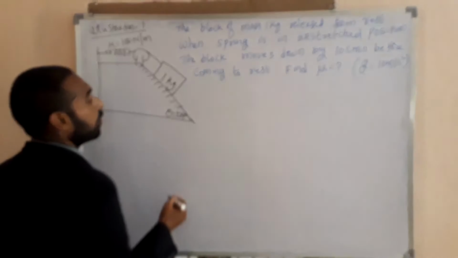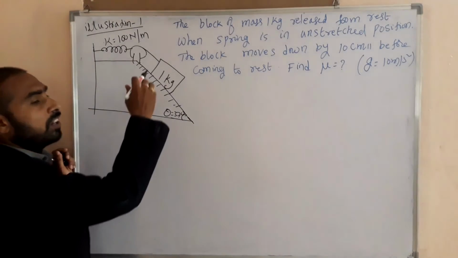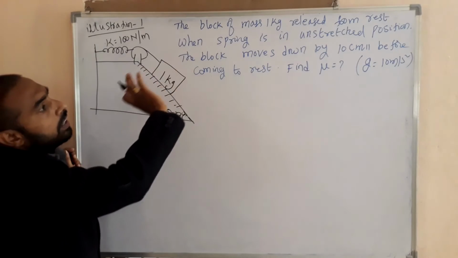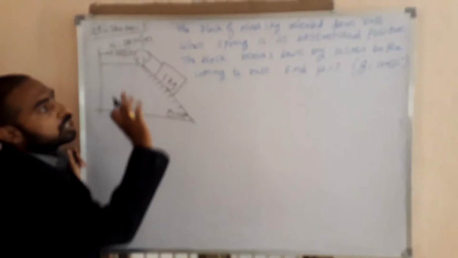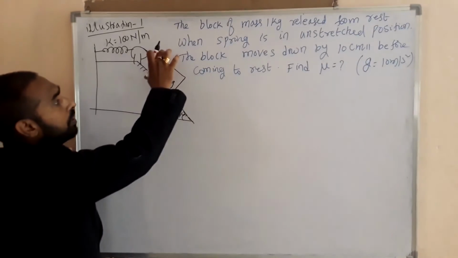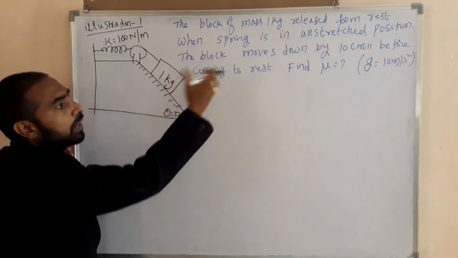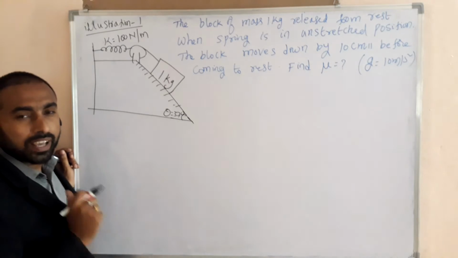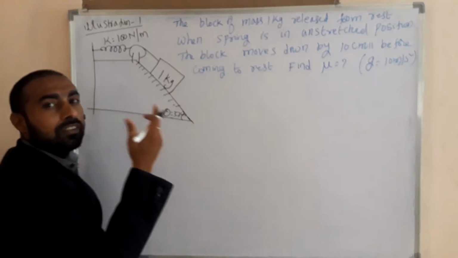So first we will draw the free body diagram. Initially the block is released from rest, and the spring is in the unstretched position. If it is released, then what will happen? It will move down by some 10 centimeters and come to rest. So it will come down 10 centimeters before coming to rest.